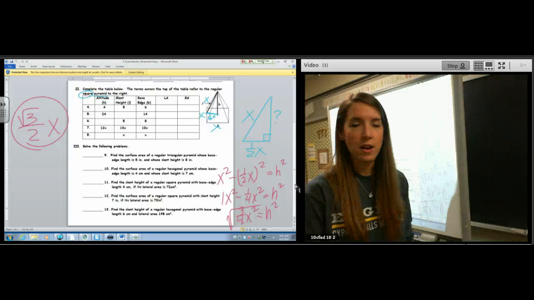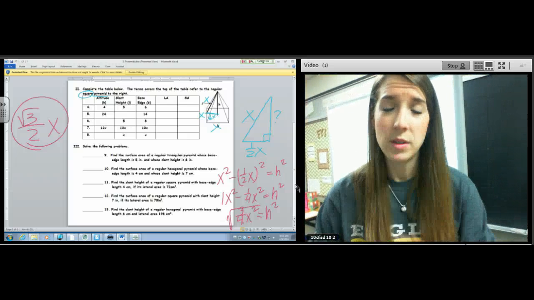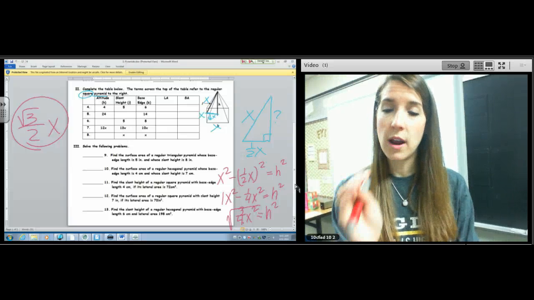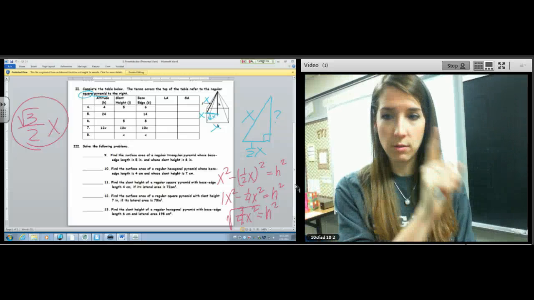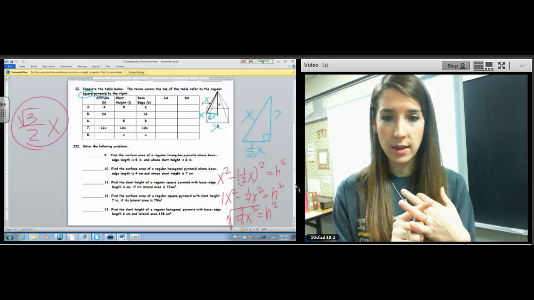I'm going to stop there. You can plug the rest in to get the LA and the SA. That was probably the hardest part, getting that height. When you take the square root of 3/4 x squared, you get square root of 3 over 2 times x, because 4 is a perfect square and x squared is a perfect square.